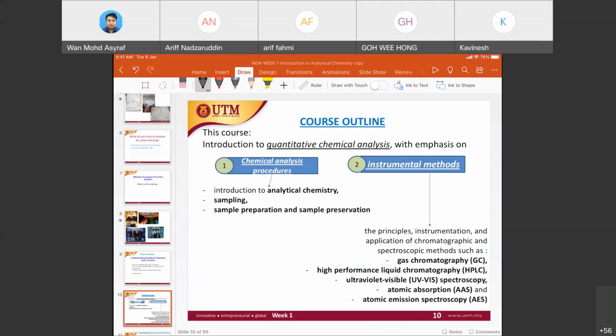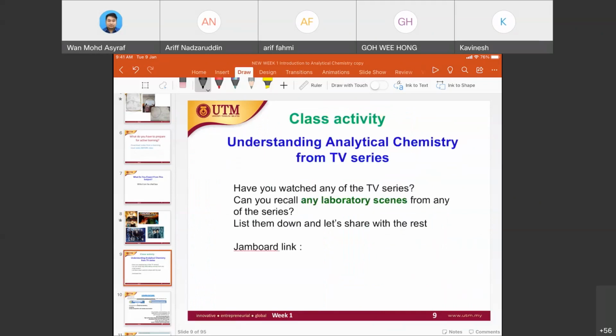So, setakat ni faham tak on the idea of what analytical chemistry is? Do you guys understand? Faham ya? Okay, if you have any question, you can just ask me straight away. Okay? Yes, charisma, chemistry related research.